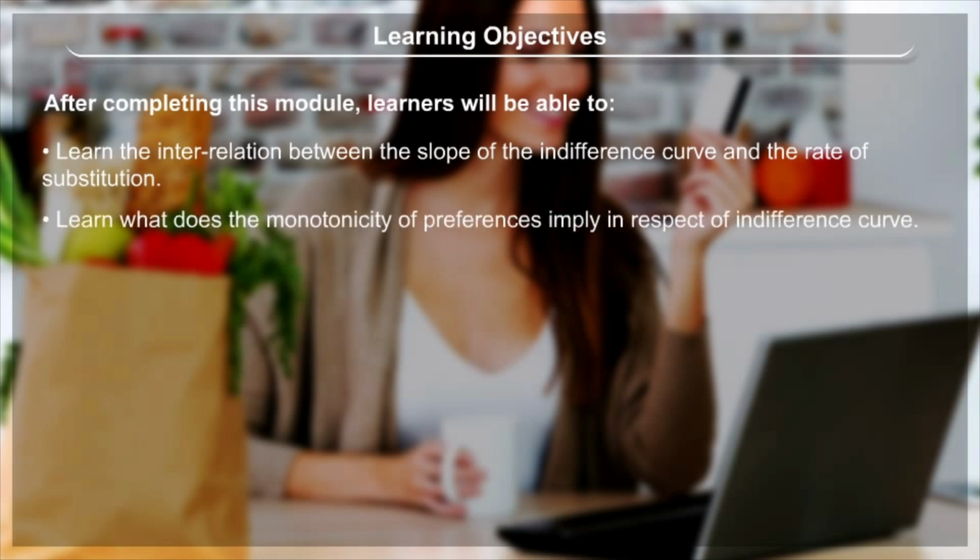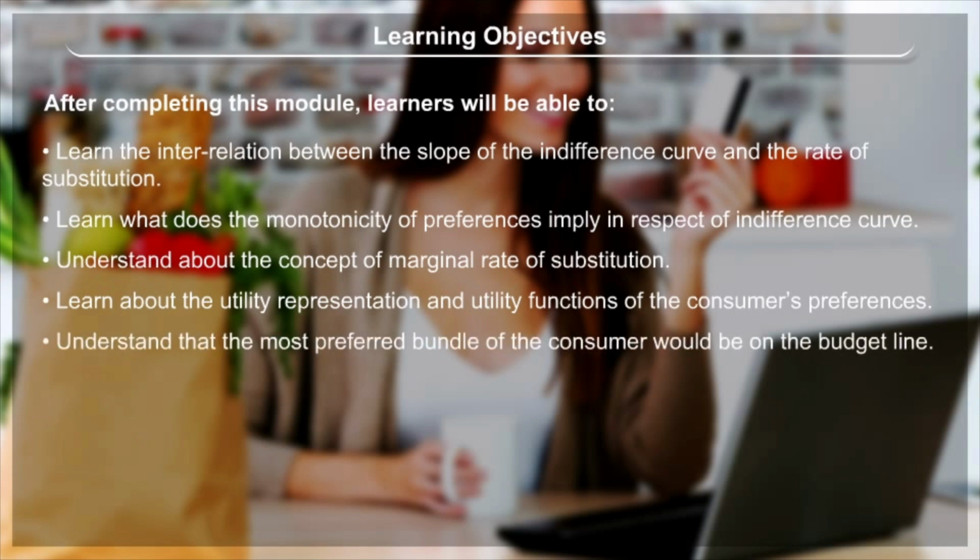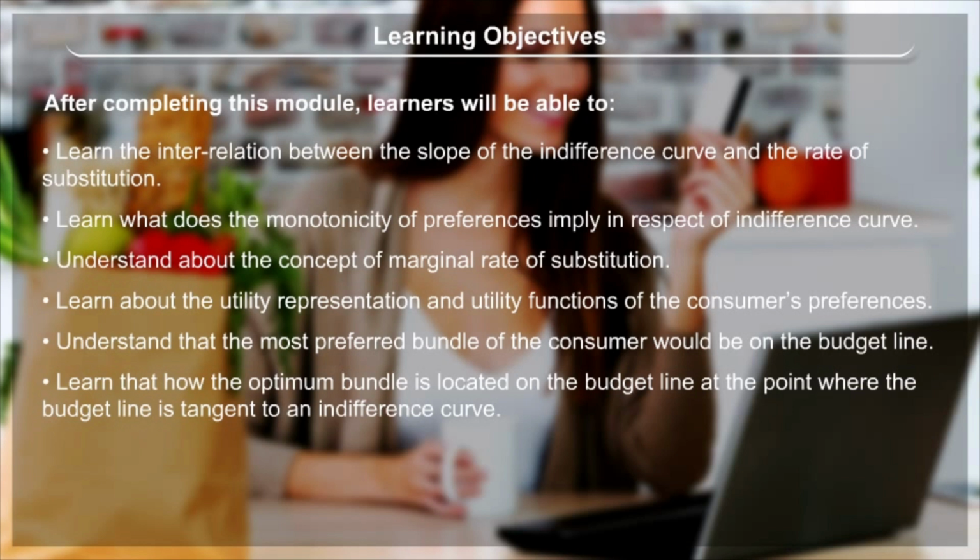Learn what the monotonicity of preferences implies in respect of the indifference curve. Understand the concept of marginal rate of substitution. Learn about the utility representation and utility functions of the consumer's preferences. Understand that the most preferred bundle of the consumer would be on the budget line. Learn how the optimum bundle is located on the budget line at the point where the budget line is tangent to an indifference curve.